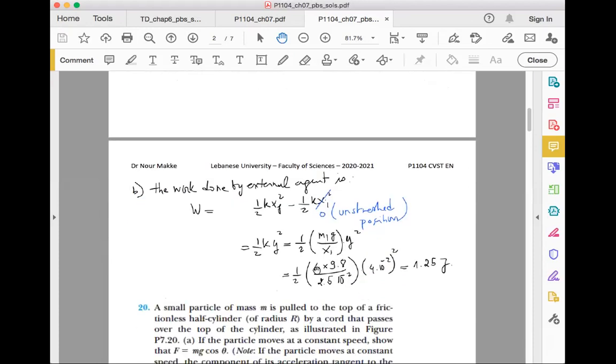So m1 is equal to 4. Y1 is equal to 2.5 times 10 to the power minus 2 because it's in centimeters, so we have to write it down in meters. And here it's 4 times 10 to the power minus 2 meters. And you end up with 1.25 joules. So this is the work done by an external agent to stretch the spring from its unstretched position by 4 centimeters, right? So that's it for this exercise.